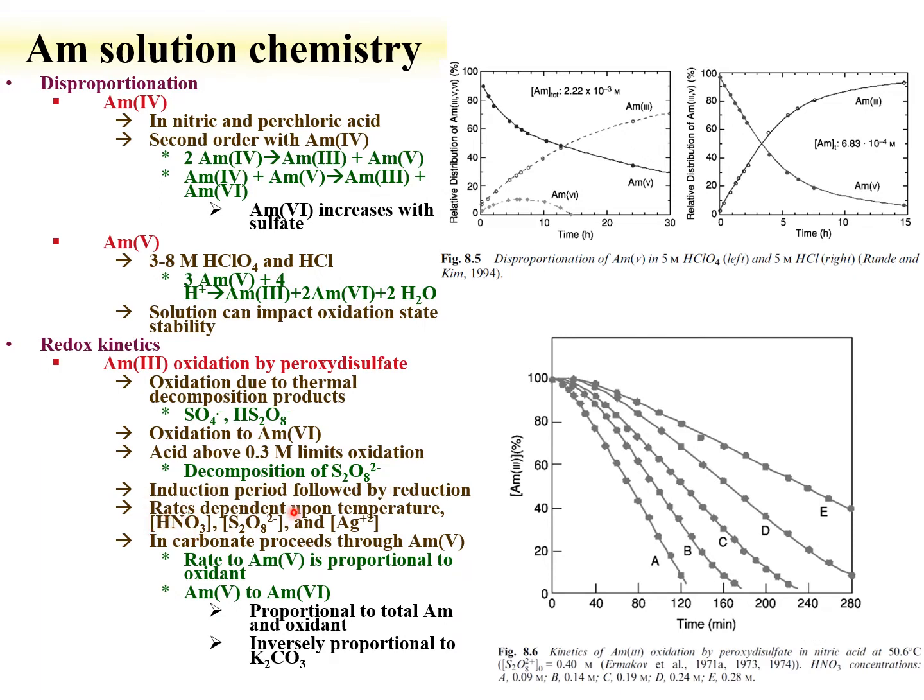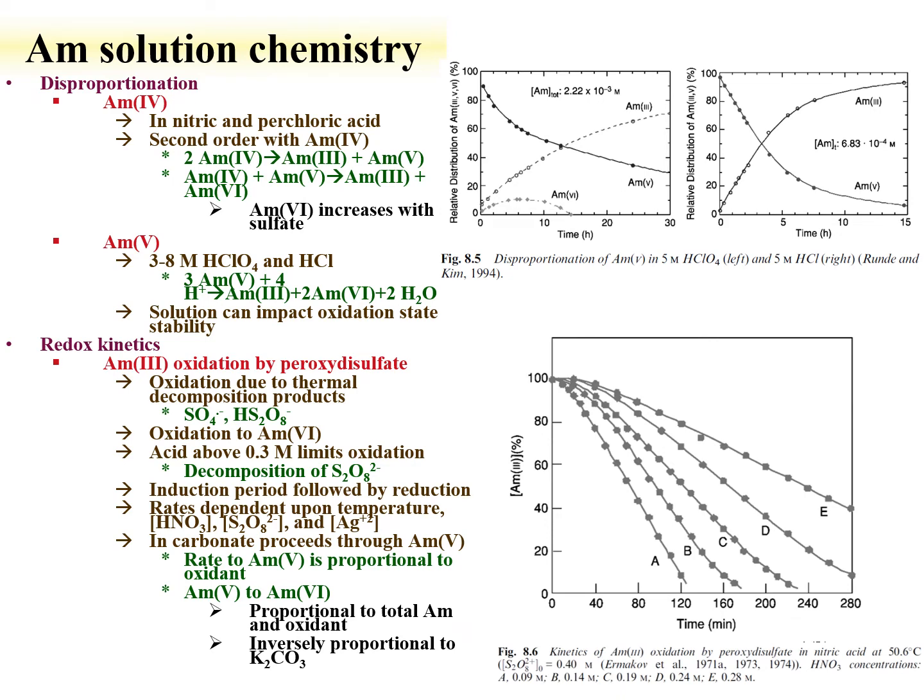So it does have some limited capabilities at those higher acid concentrations. It is found that the rates of oxidation are dependent upon temperature, nitric acid, and which oxidizing agent one is using. In carbonate systems, the oxidation can proceed through americium 5.